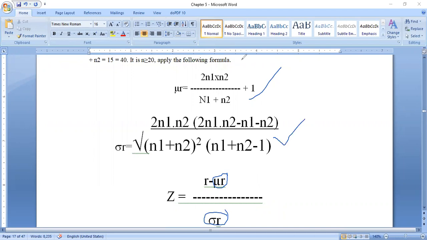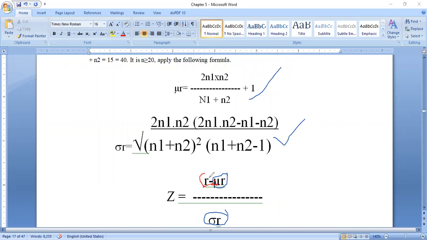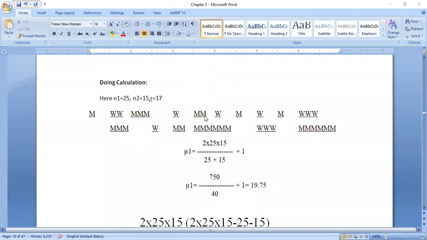Then R stands for runs. How many runs, how many underlines are there? We have to write that here. This information should be written in the test criterion. Then after completion of the test criterion, go for doing calculation. In doing calculation, we are going to perform the tabulation process. So you observe carefully here. In doing calculation, here N1 is equal to 25. It is clearly mentioned that men are 25 and women, that is N2, is equal to 15, and R stands for 17 runs.